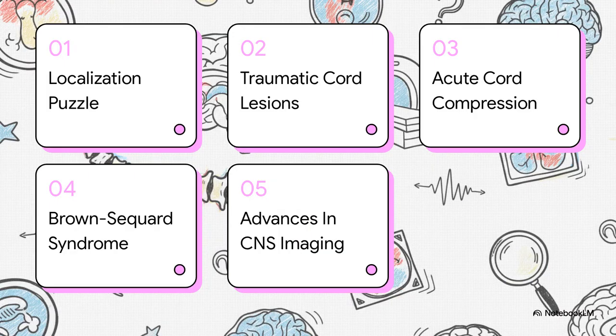Here's our roadmap for this investigation. We'll start with the neurological localization puzzle, then hit traumatic spinal cord lesions and acute spinal cord compression. After that, we'll decode the classic Brown-Séquard Syndrome, and finally, wrap things up with advances in CNS imaging.